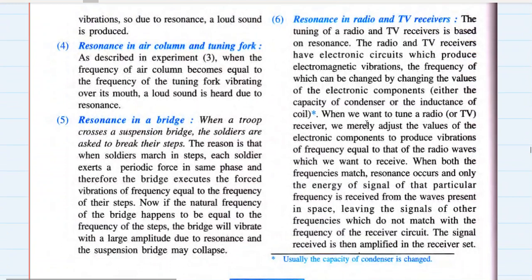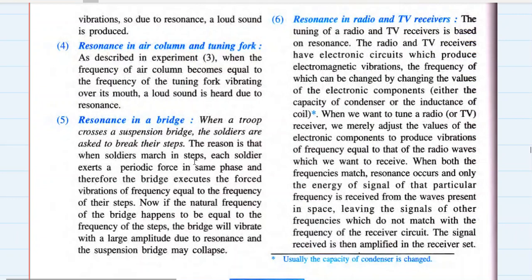Resonance in air column and tuning fork. As described in the experiment 3, jo air column wala experiment kiya, when the frequency of air column becomes equal to the frequency of tuning fork vibrating over its mouth, a loud sound is heard due to the resonance. And this happens at various heights which are experimentally found to be in the ratio 1 is to 3 is to 5.